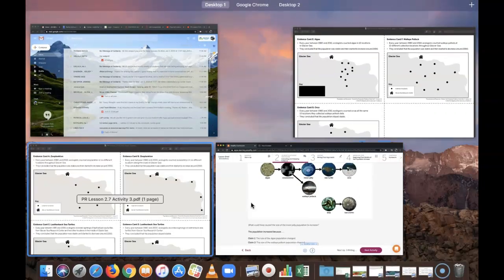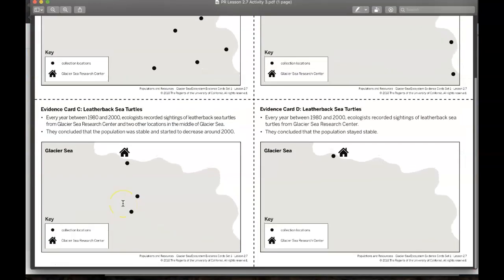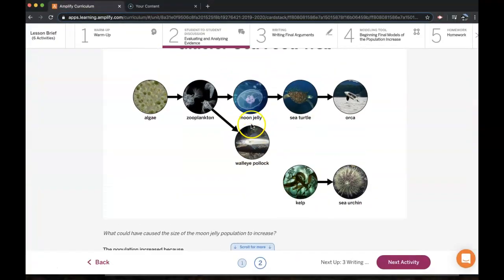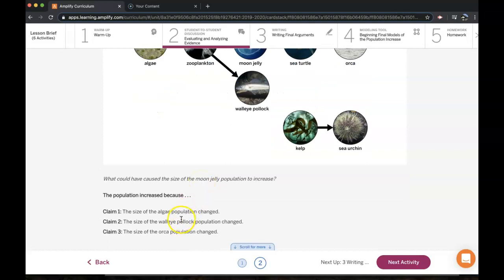So now let's look at evidence card C. Some of you might be saying that this is not good evidence because it doesn't represent the whole as well as possible, and that is completely valid. If we did want to use it as evidence, it says that the leatherback sea turtles started to decrease. Is that even possible? Well, if this decreases, they're eating fewer moon jellies, so there are fewer moon jelly deaths, the births are now greater than the deaths, and so the population can increase. So you could use this, but it doesn't really connect to any of these claims.